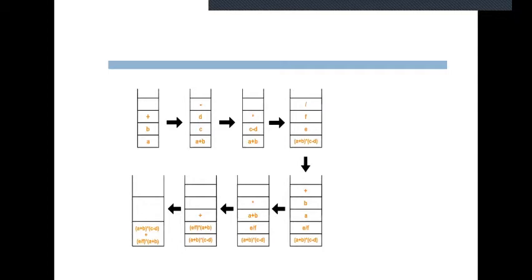Then after that, we get a and b, then the plus operator. So perform the plus operation between a and b. So that is a plus b, push the result back inside the stack. That is, it becomes a plus b. Then we are getting the operator star.